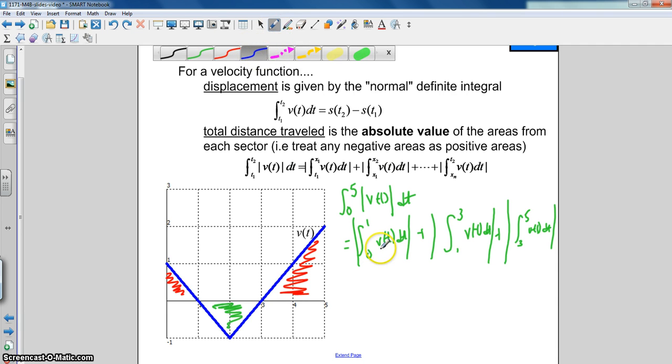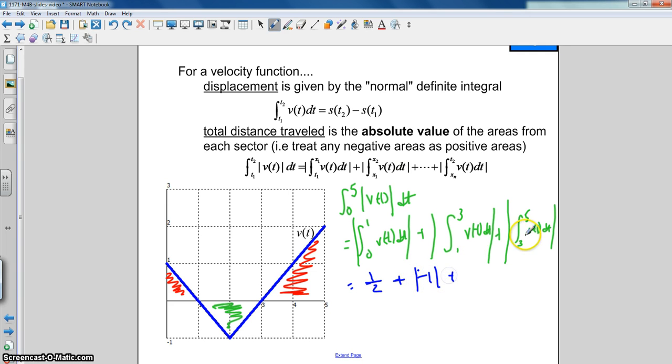Computing this, since it's defined geometrically, we can do it geometrically. This is going to be 1/2, and then this one is going to be the absolute value of, well, this area technically would be a negative area, but since it's absolute values, it's going to be the absolute value of -1. And finally this one is just going to result in an area of 2. So then I get 1/2 plus 1 plus 2, and I end up with 3.5 as a result. So the total distance traveled is 3.5, in whatever the units are.